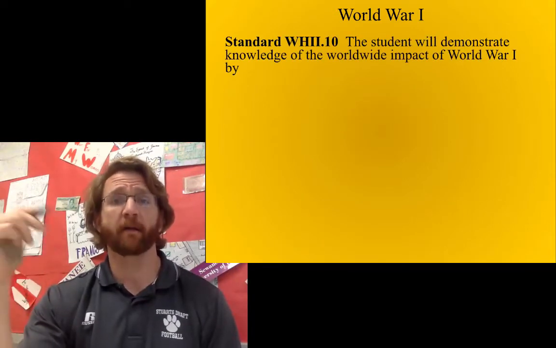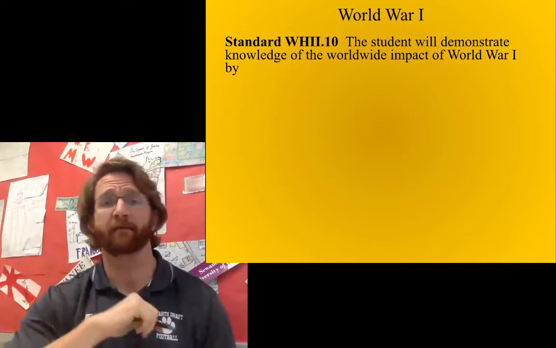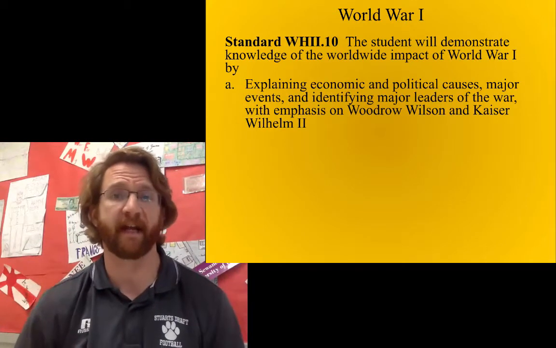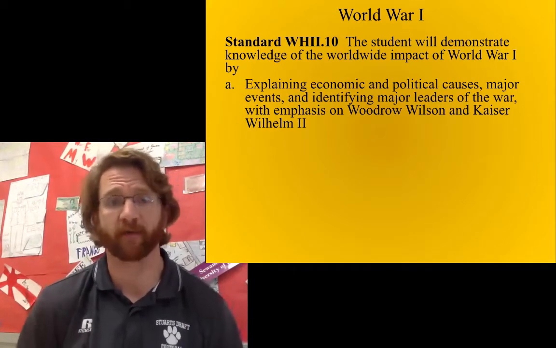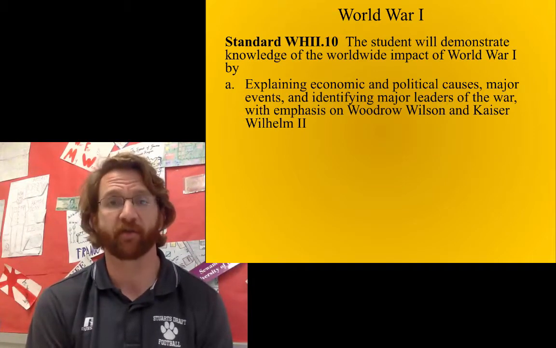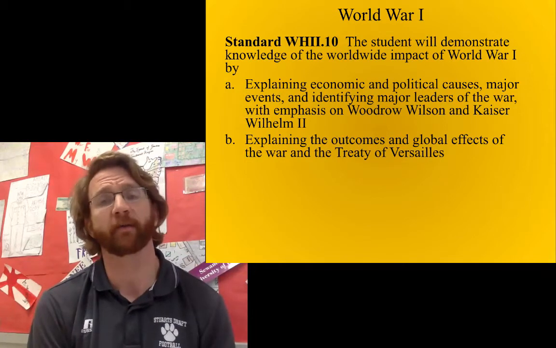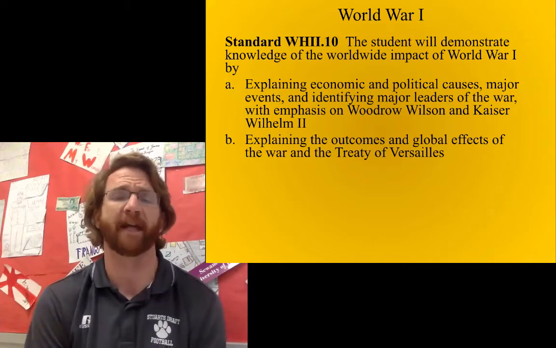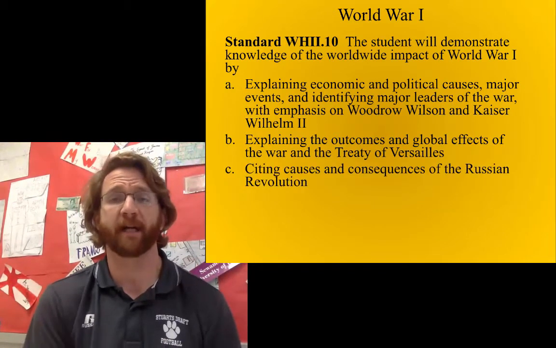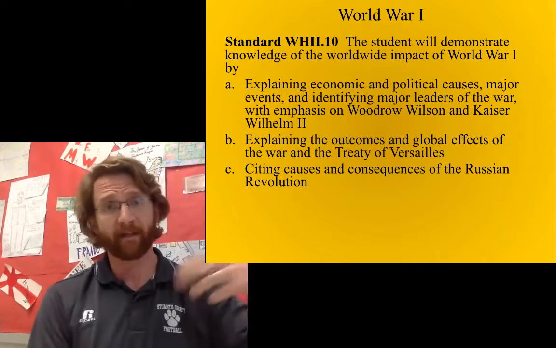Well, first of all, standard World History 10: the student will demonstrate a knowledge of the worldwide impact of the First World War by doing the following. We're going to talk about the causes, the events, and the major leaders, including Woodrow Wilson and Kaiser William II of Germany, rather. Then we're also going to look at the Treaty of Versailles. We're going to go into a lot of detail on Versailles and look at how it really negatively affected the world. And last but not least, we're going to look at the causes and consequences of the Russian Revolution. But let's go ahead and dive right in.